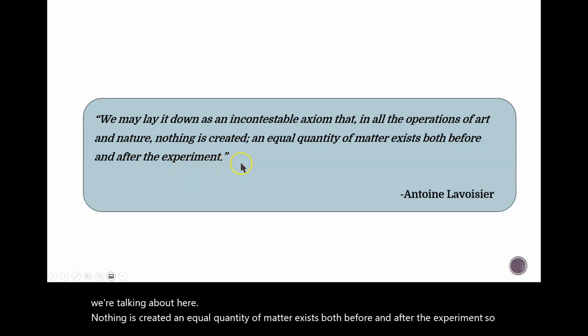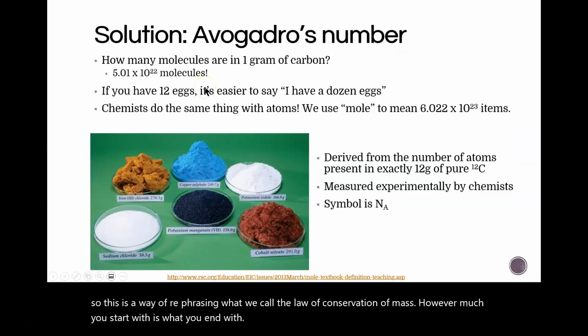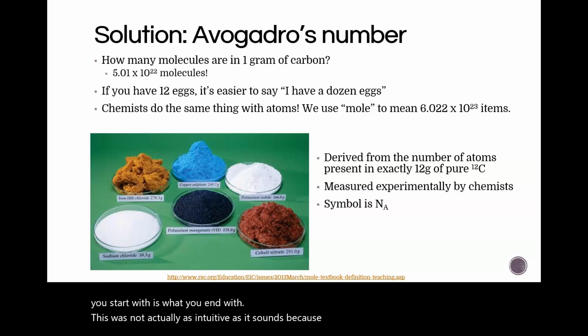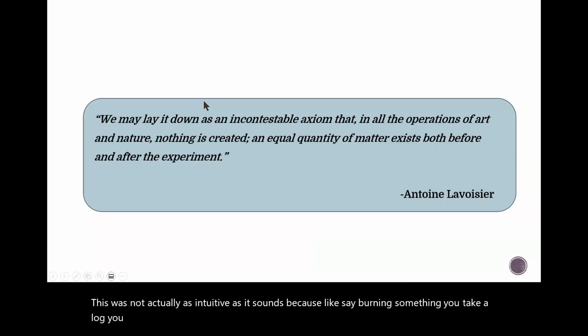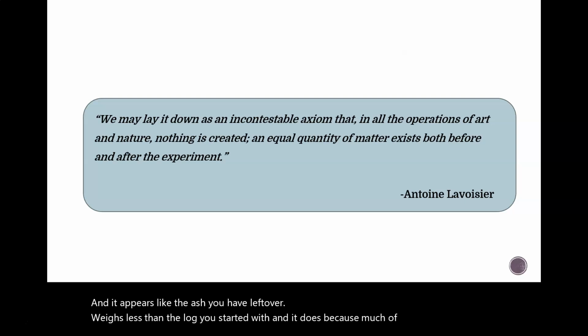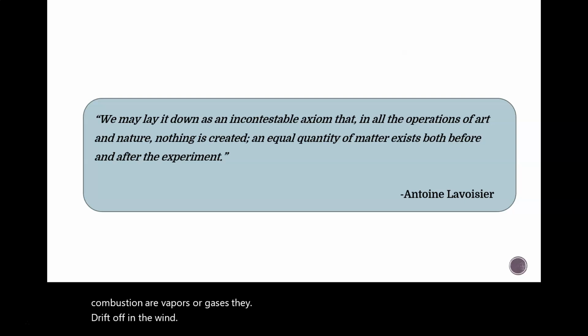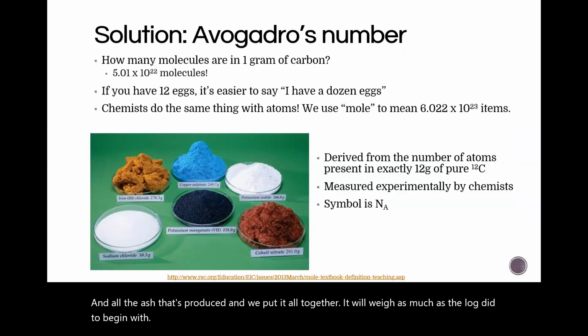So this is a way of rephrasing what we call the law of conservation of mass. However much you start with is what you end with. And this was not actually as intuitive as it sounds, because, say, burning something. You take a log, you light it on fire, and it appears like the ash you have left over weighs less than the log you started with. And it does, because much of the products of combustion are vapors. They're gases. They drift off in the wind. If, however, you captured all the gas particles that are produced and all the ash that's produced, and you put it all together, it will weigh as much as the log did to begin with. Okay, so that's what he's saying here.